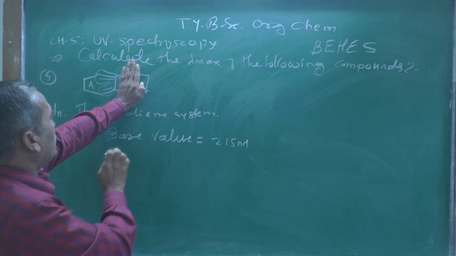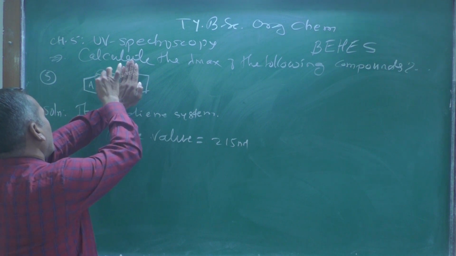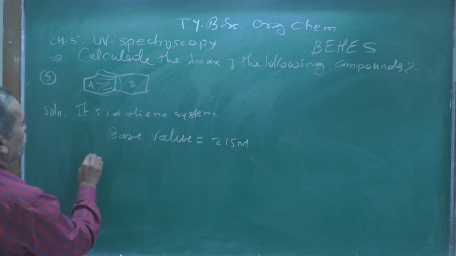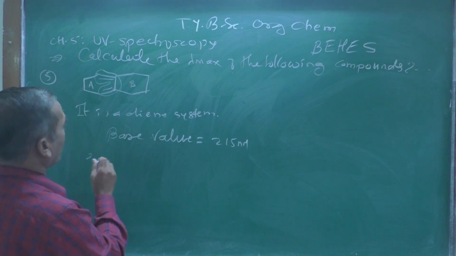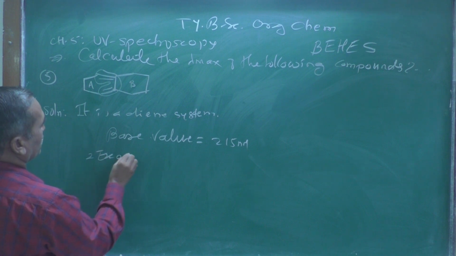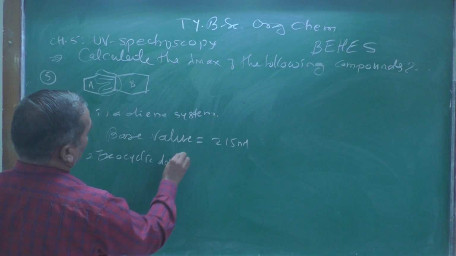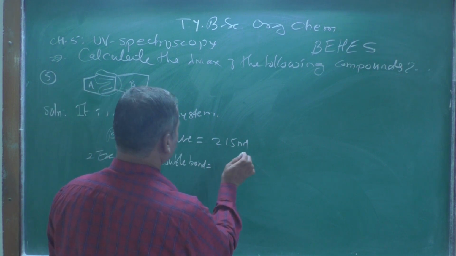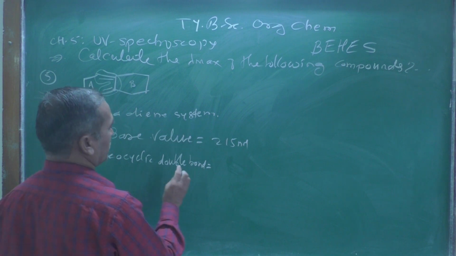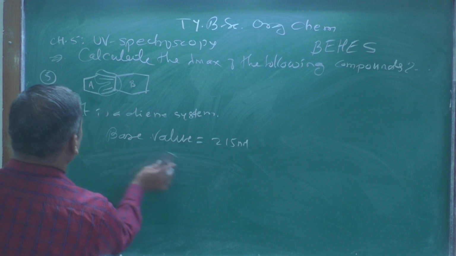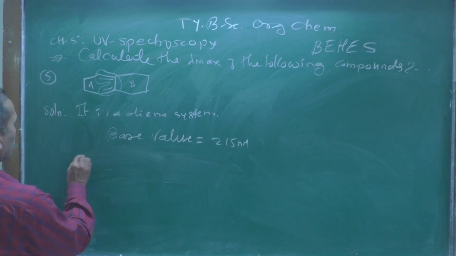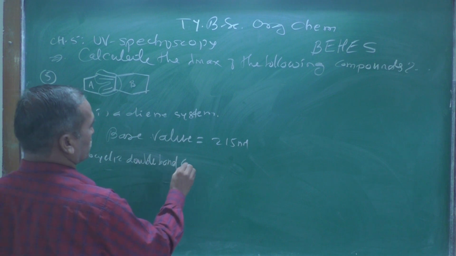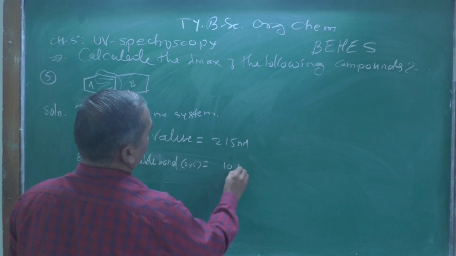But if you put your hand on B, what do you observe here? There are two double bonds outside the B ring, and therefore there are two exocyclic double bonds. And if there are two exocyclic double bonds, how much to add? You should add 5 into 2, it becomes 10. So let me show properly over here. Here there are two exocyclic double bonds, 2 into 5, it becomes 10 nanometer, right?